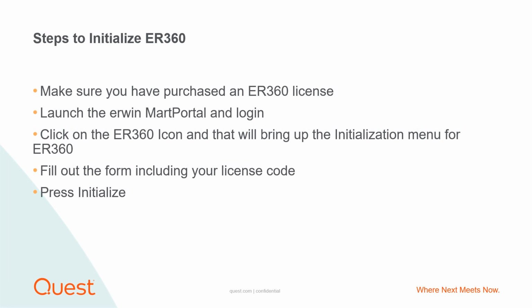Here are the steps to initialize ER360. You want to make sure that you have an ER360 license. You launch the Erwin Mart Portal in the browser and log in. In the upper right hand corner, you click the ER360 icon, and that will bring up the initialization menu for ER360. You fill out the form including your license code, and you press initialize.